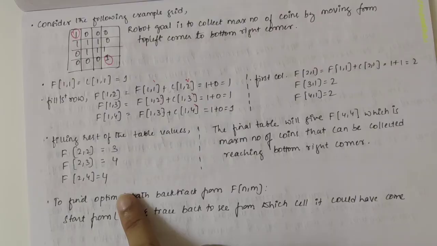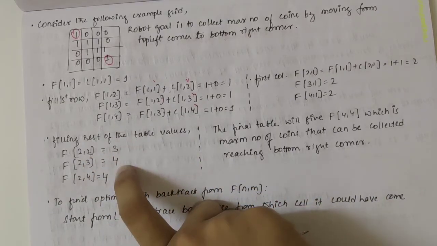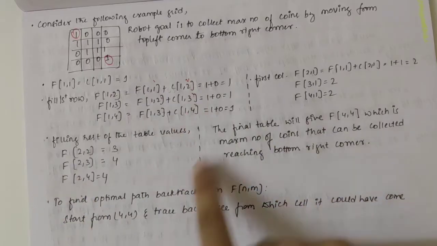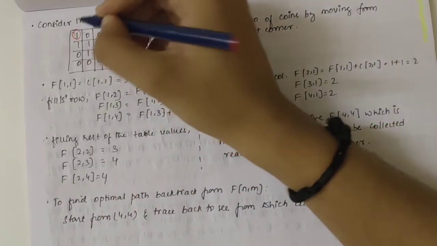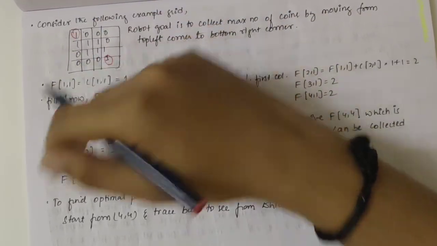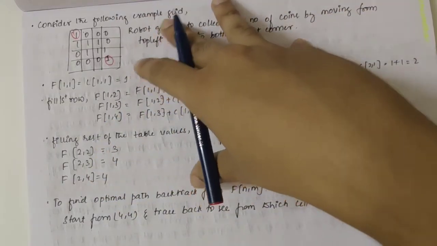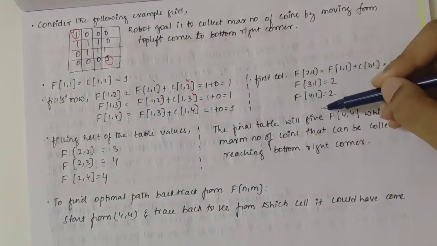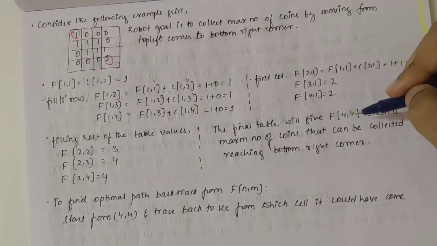So similarly I fill the rest of the table. For 2 comma 2 it is 3, then 2 comma 3, 2 comma 4, 3 comma 1, 3 comma 2, 3 comma 3, 4 comma 2, 4 comma 3, 4 comma 4. 4 comma 1 need not be filled. I continue this process for all the remaining cells. At the end, the final table gives f of 4 comma 4, which is the maximum number of coins that can be collected reaching the bottom right corner.